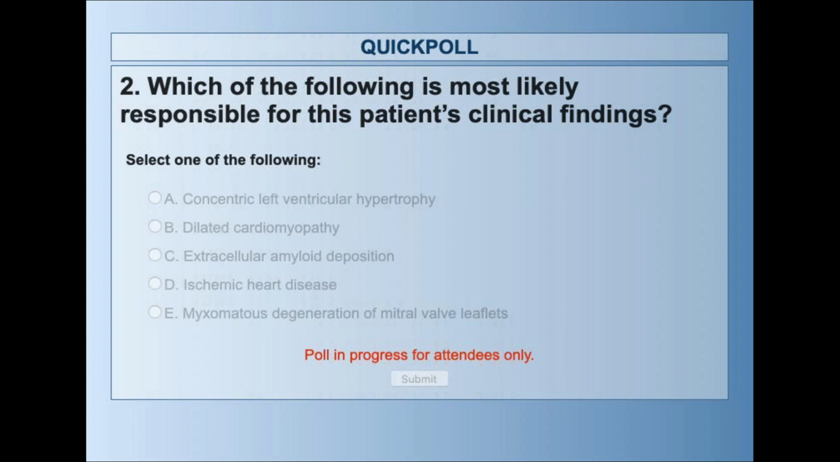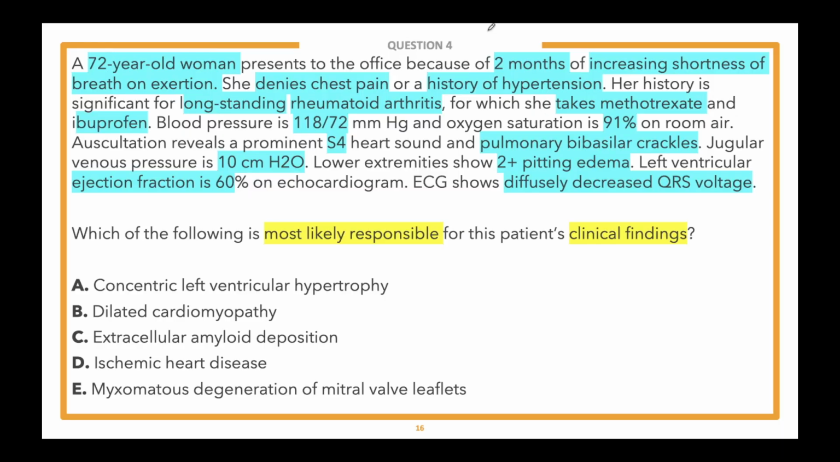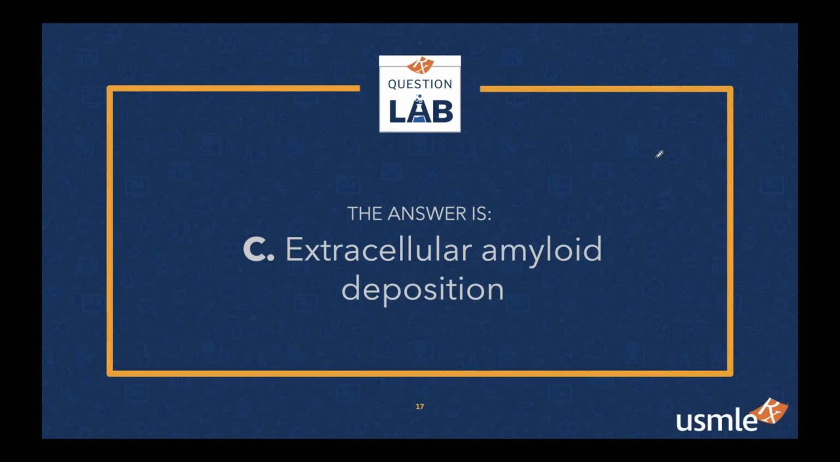All right, let's take a look and see what you selected. It was close, but in first place, we have concentric left ventricular hypertrophy. So let's see what the correct answer is. And the correct answer is C, extracellular amyloid deposition, and 22% of you selected that. So a challenging question indeed. But if you're getting these questions wrong this evening, don't worry about it, because we're here to learn. And if you listen to Paris, you'll be able to get it right on test day. So here we go, Paris.